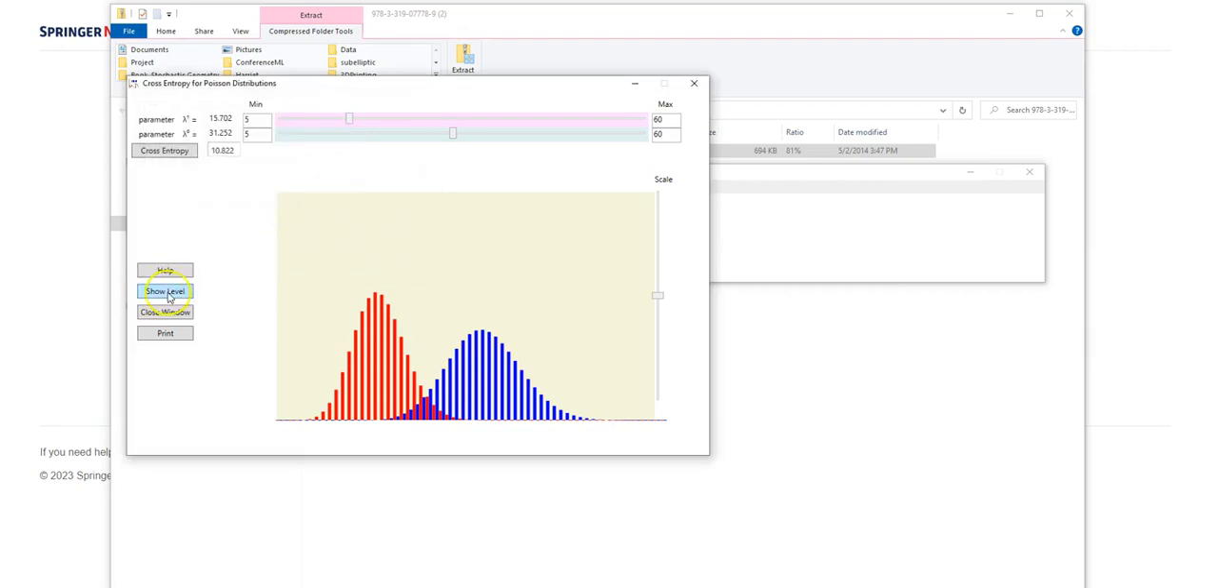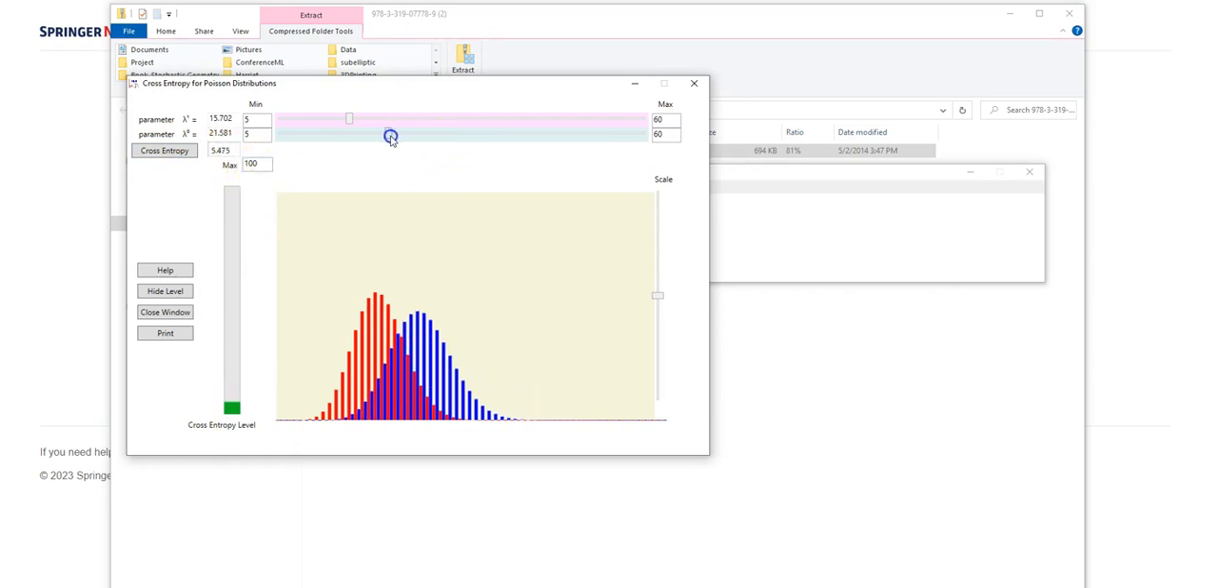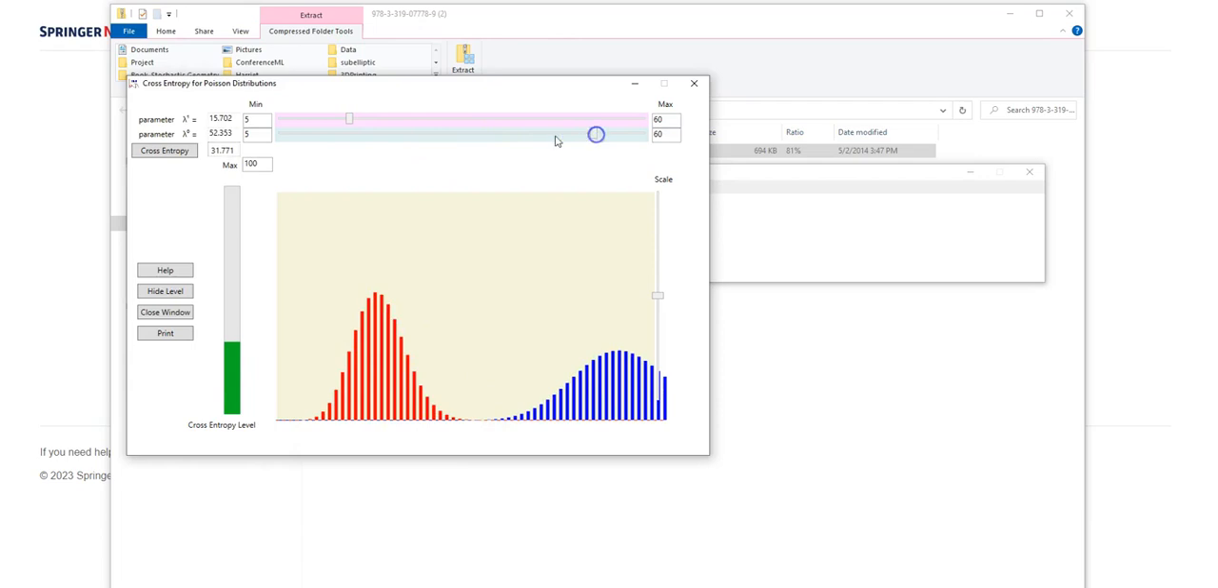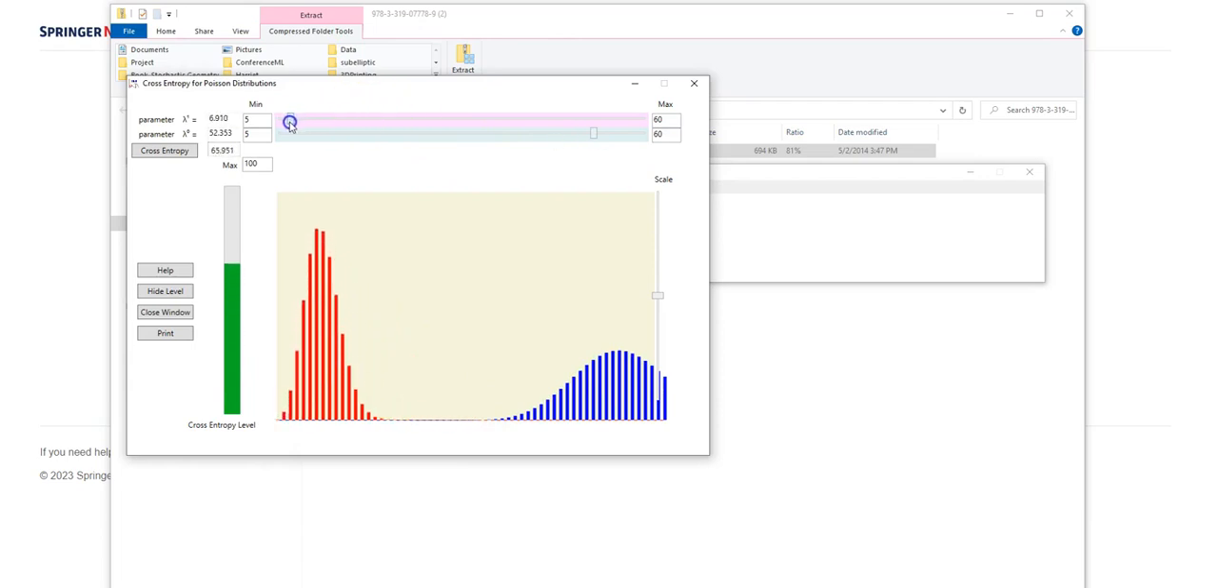Here there is a button called show level. Let's see, show level, and I want to show the level out of, let's say, 100. Can modify that scale here, and here in green you can see how much of this entropy you get out of 100. So if you make the distribution closer, the entropy should decrease. If the parameters are farther away, then the entropy increases.